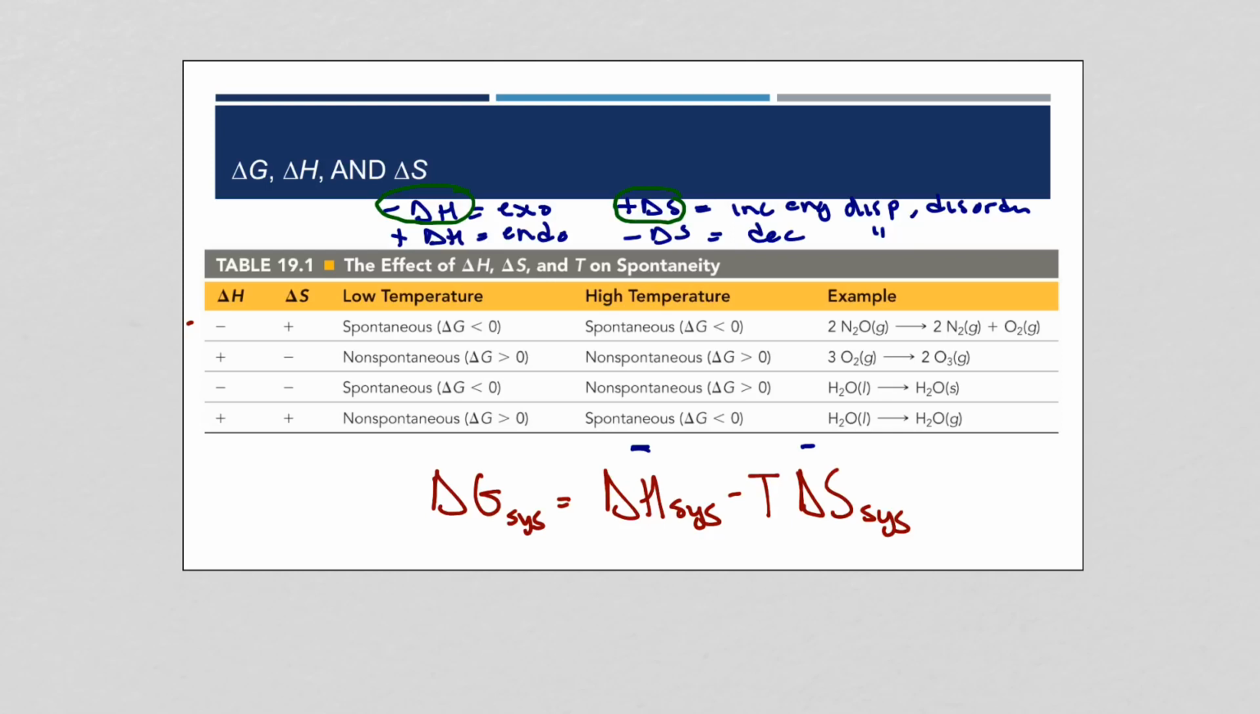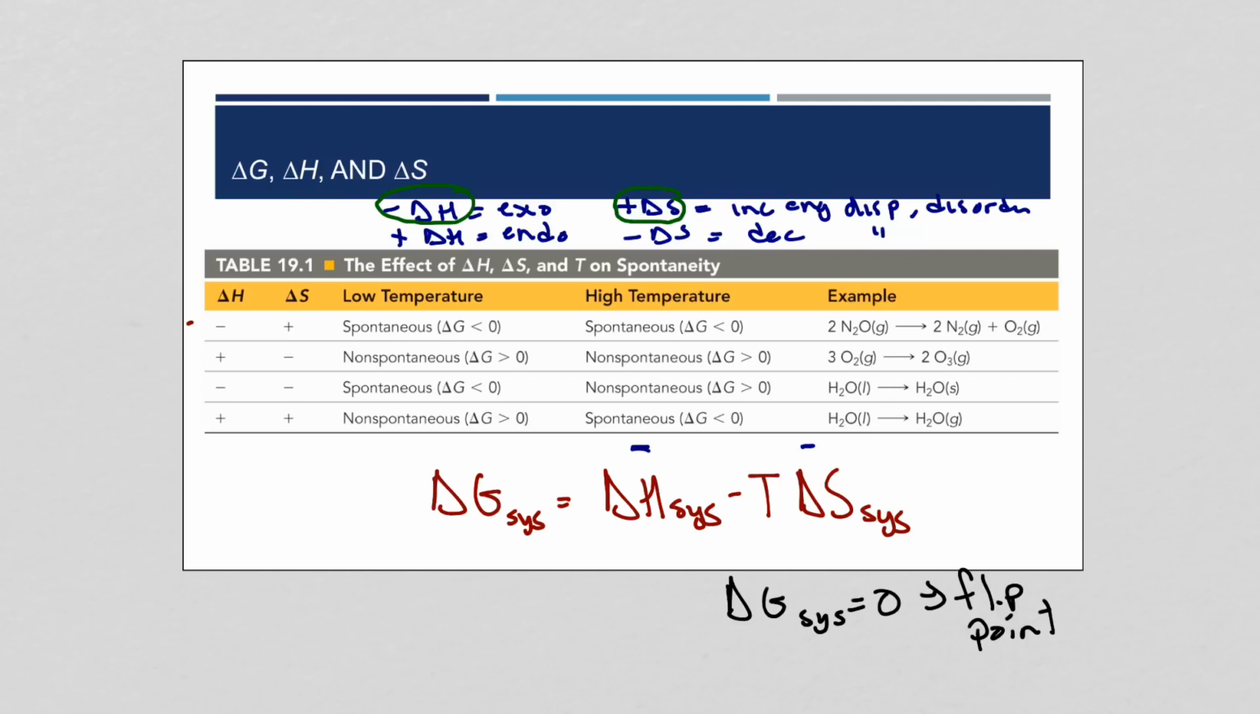When we get to a point where delta G of the system equals 0, that's the flip point, right? So that's one way that we can establish at what temperature that change in spontaneity occurs. So you can keep that in mind when we actually go to solve problems.